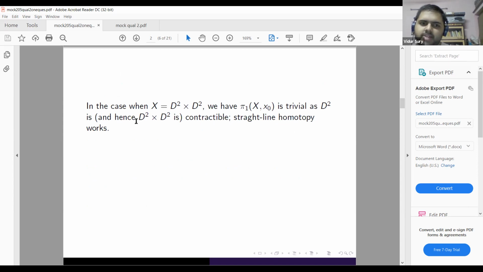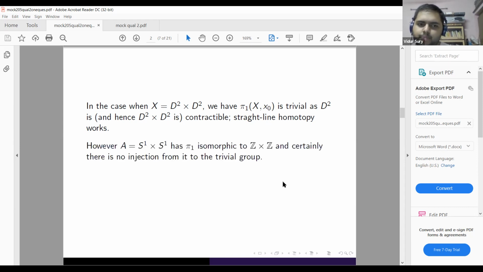in this particular case. So for X equals D2 cross D2, we have that pi1 of X at x0 is trivial because D2 is contractible since it's the unit disk. And we get a contraction using the straight line homotopy.